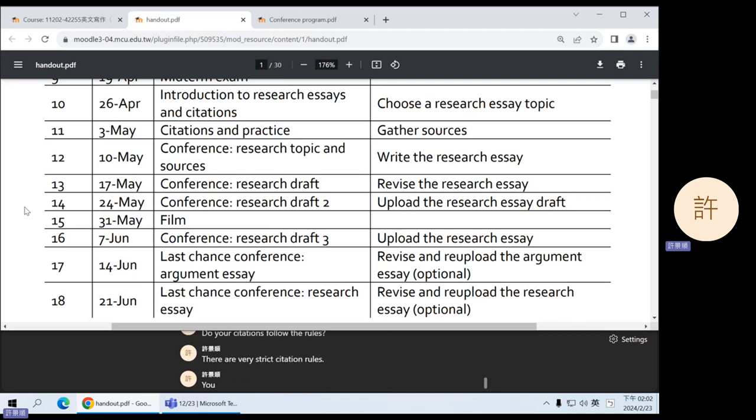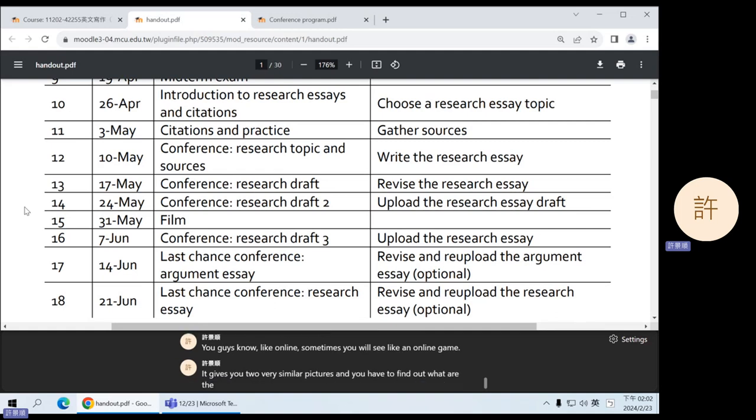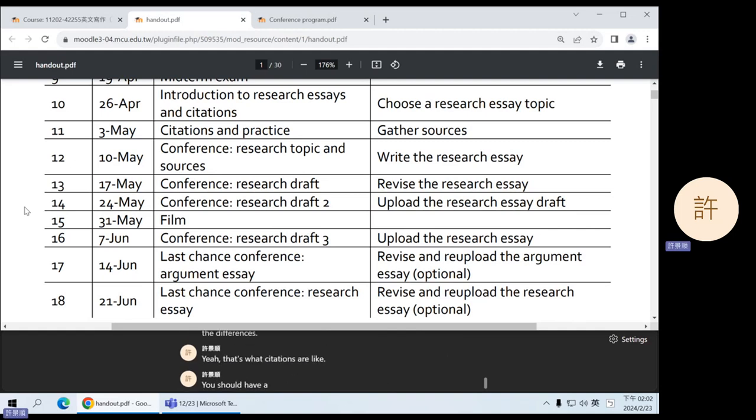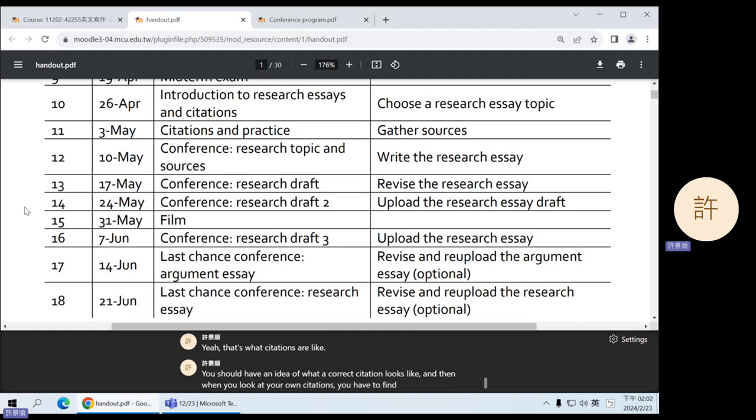You guys know, like, online, sometimes you will see an online game. It gives you 2 very similar pictures and you have to find out what are the differences. Yeah, that's what citations are like. You should have an idea of what a correct citation looks like. And then when you look at your own citations, you have to find where are the mistakes and you have to fix them.